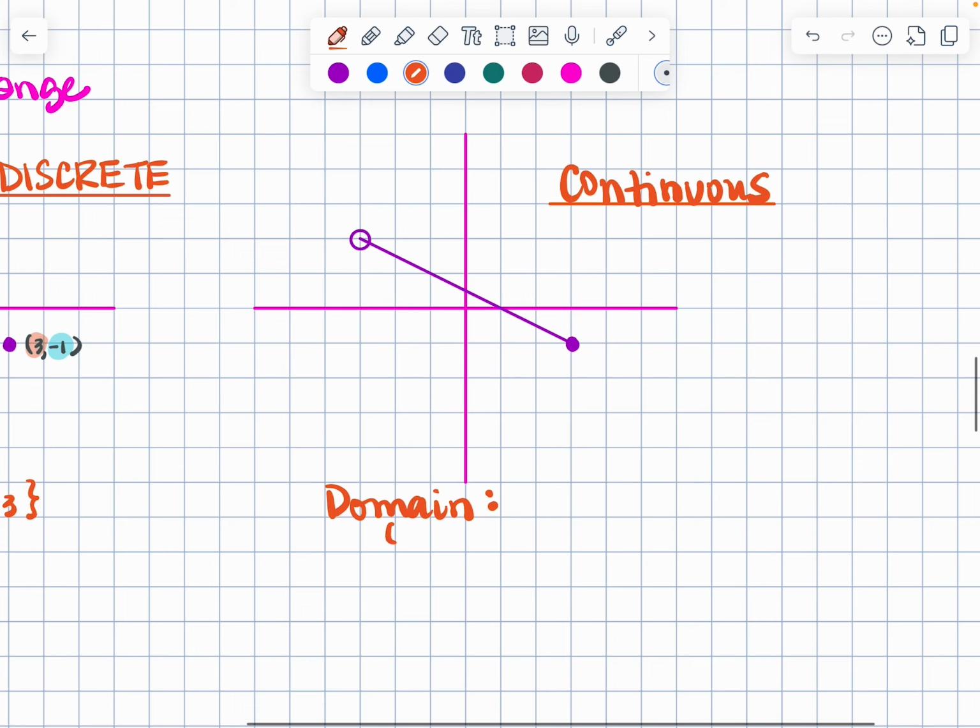Remember, domain is how wide our graph is. And so if I were to, I'm going to draw a box right here.